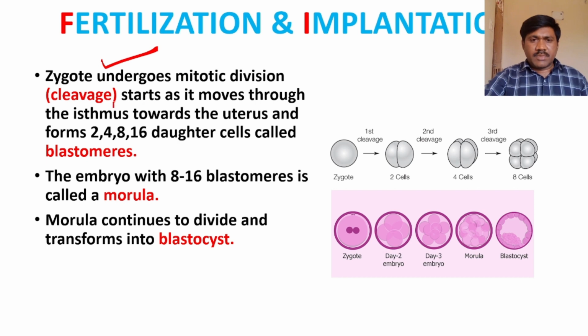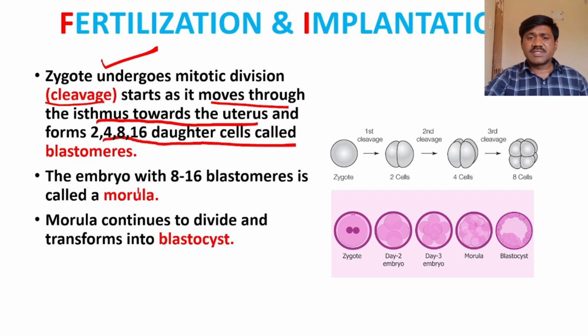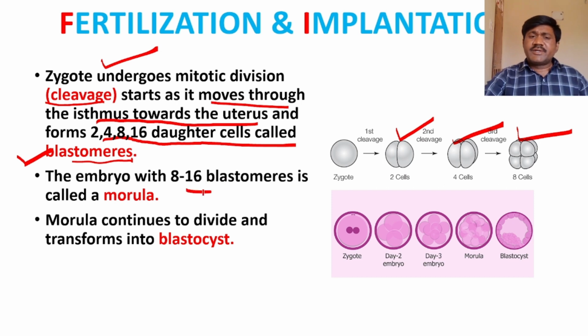Come to the next slide. The zygote undergoes mitotic division, which is also called cleavage. It starts as the zygote moves through the isthmus toward the uterus and forms 2, 4, 8, 16 daughter cells called blastomeres. First it gives 2 cells, then 4 cells, then 8 cells, then 16 cells. These cells are called blastomeres. The 8 to 16 cell stage of the embryo is called the morula. The morula continues to divide and develops into the blastocyst.